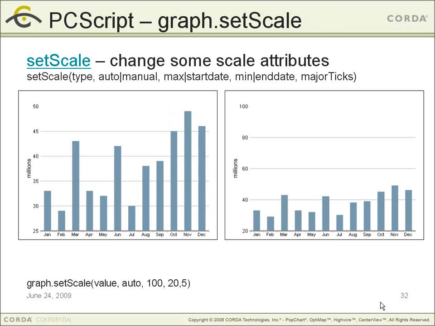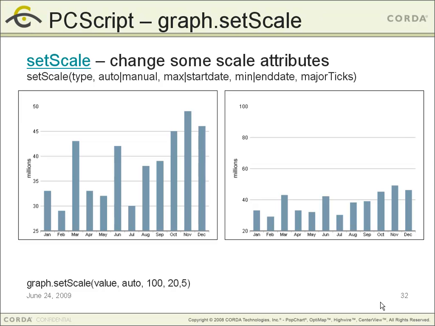Set scale allows you to change the scale dynamically. So you'll see a little bit of the definition of the set scale command, the type that it is, as far as which scale type that you're referring to, whether you want it to calculate it auto or manual, and then depending on the type of scale you're specifying a max or a start date if it's a date scale, a min or an end date, and then the major ticks that you want to show up.